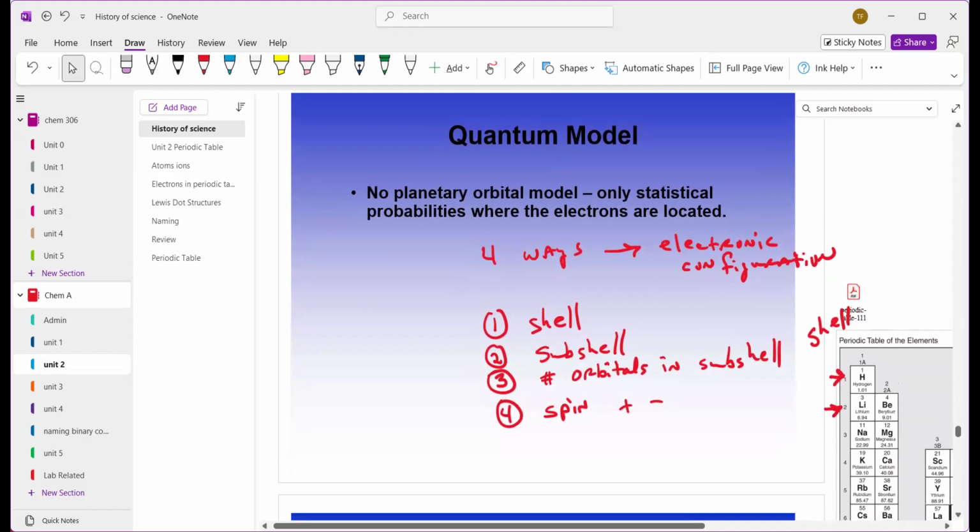Now the quantum model. Bohr's model had issues. One of them is that to require an electron to be in an orbital, it requires energy, and Rutherford says the same thing. If you don't supply it with energy, it's going to do one of two things. It's going to spin into the nucleus, or it's going to spin out into space. So that was one of the problems with Bohr's model.